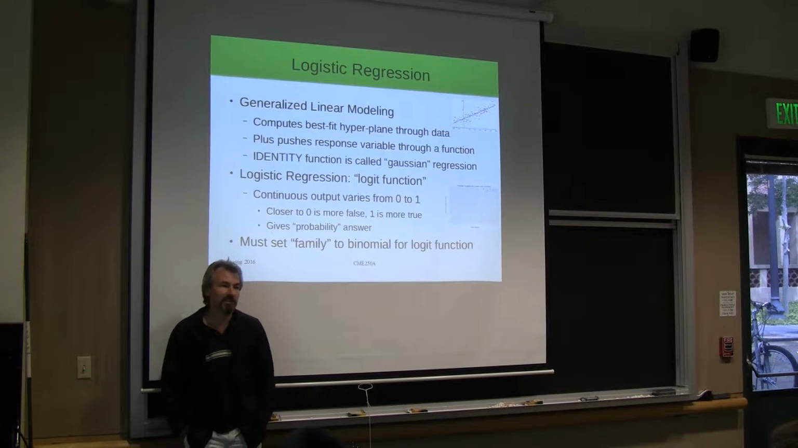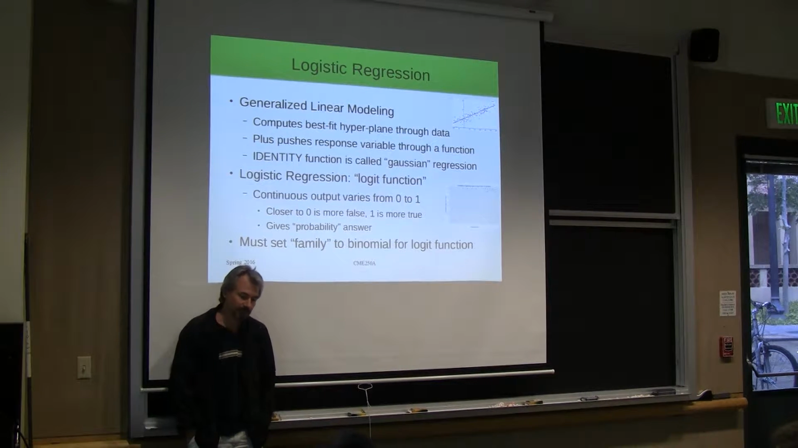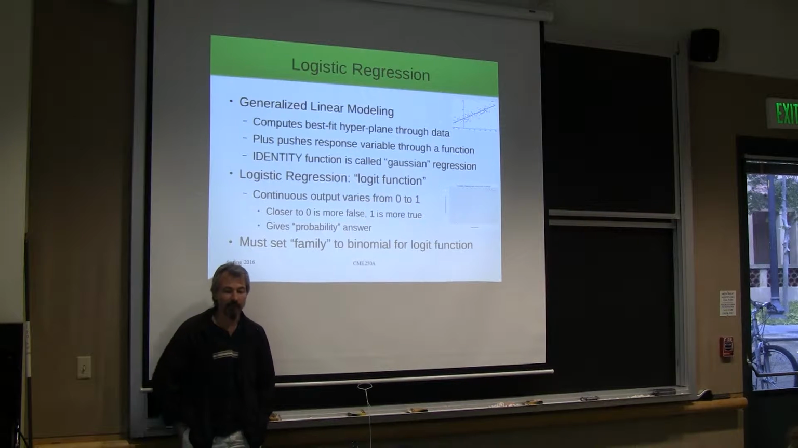But it also then pushes it through a general function afterwards, the response variable, the thing you're trying to predict on. And if that extra function is the identity function, you get a Gaussian regression. It's a continuous variable. It's suitable for predicting things that are continuous, like gas mileage on vehicles or average time or velocity or something like that.